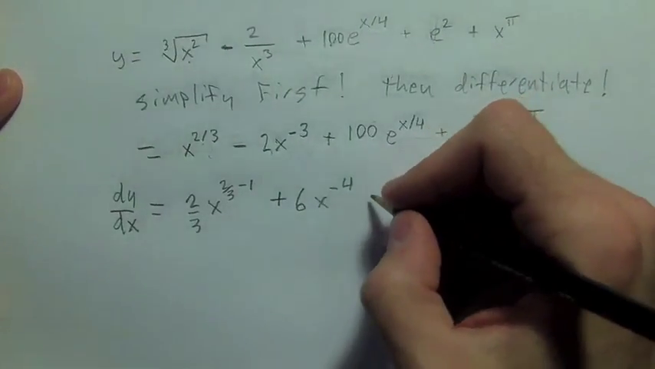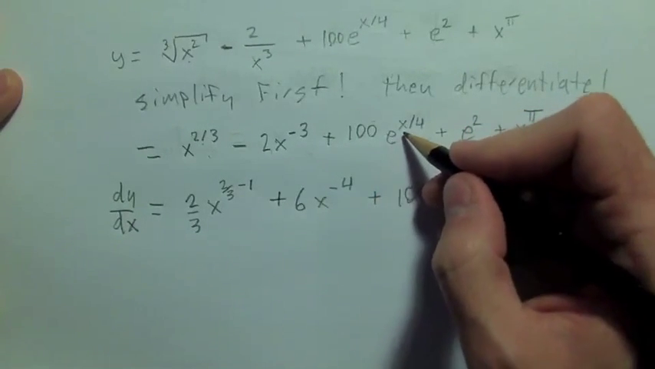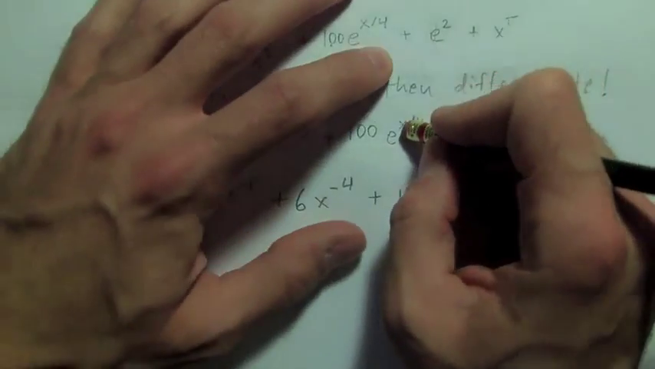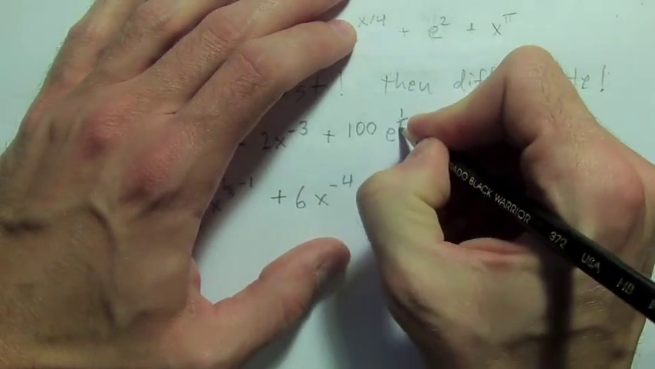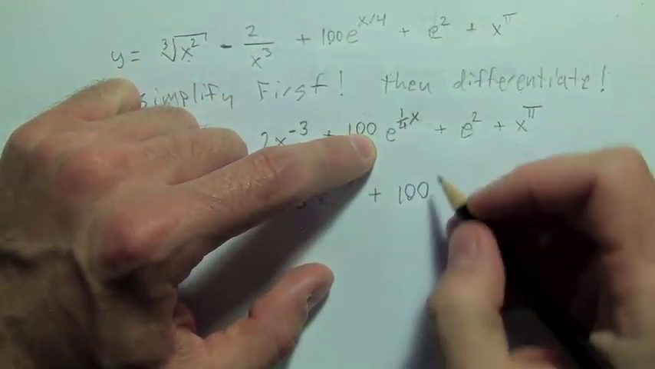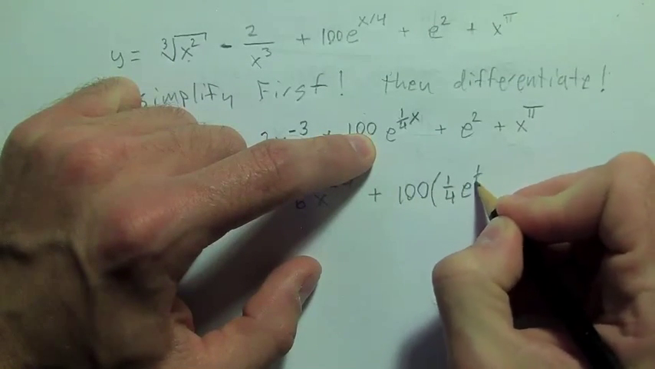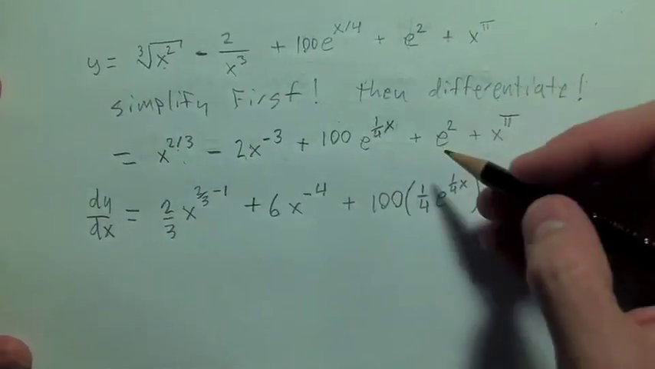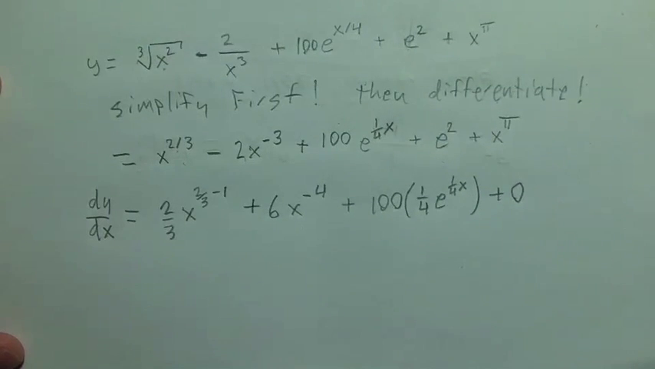Okay. Then plus 100, then the derivative of e to the x over 4. One thing I could have done up here at the simplification step is rewritten this as 1/4 x, if that would help. I'm going to write this like this here, 1/4 e to the 1/4 x. Then the derivative of e squared is 0, since that's a constant.